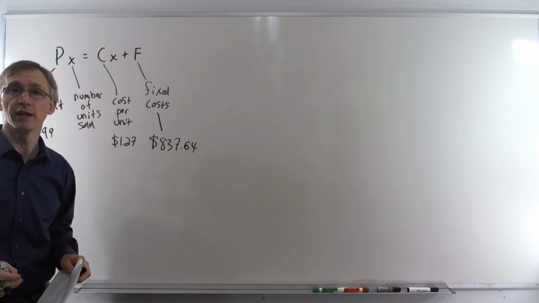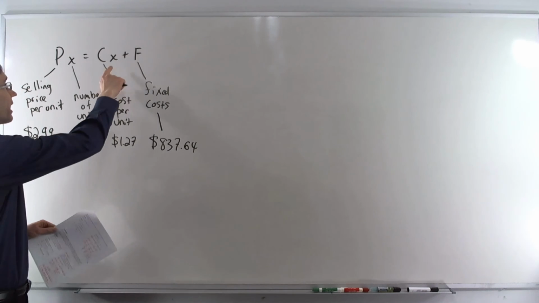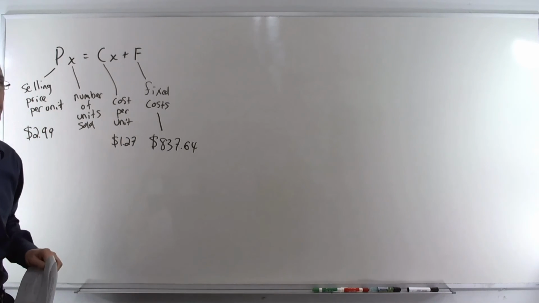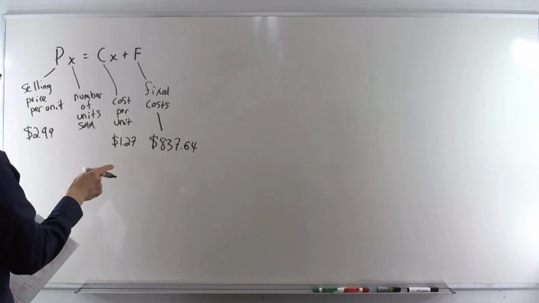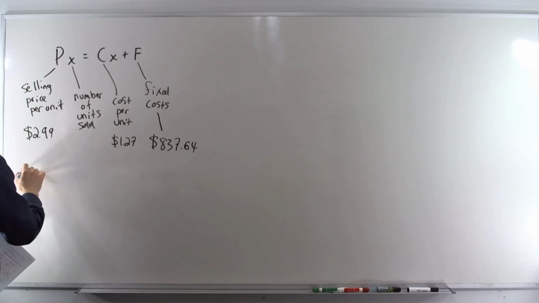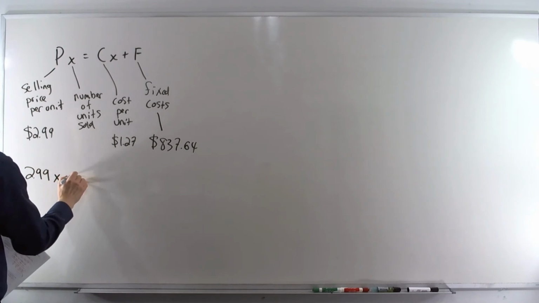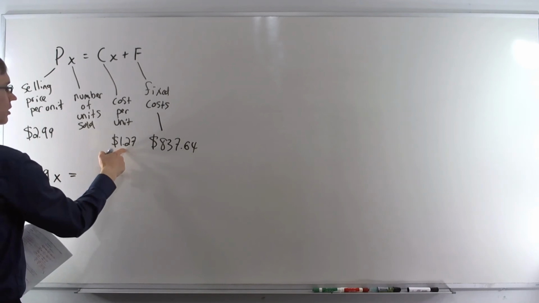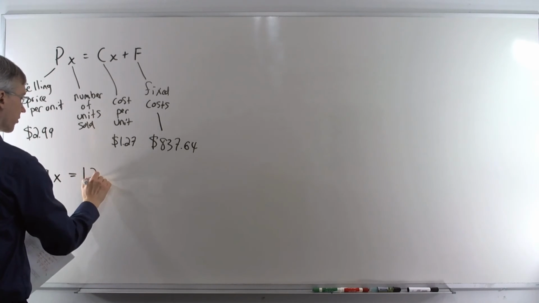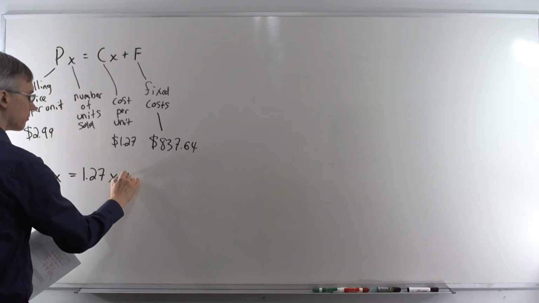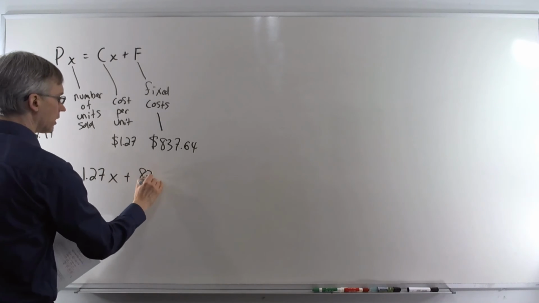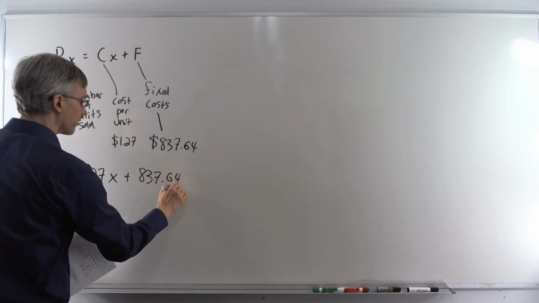So we want to find the break-even point. So we're solving for X, the number of units we're selling. We're going to plug all our known values into this equation. That gives us $2.99 X equals cost per unit is $1.27, so 1.27 X plus 837.64.